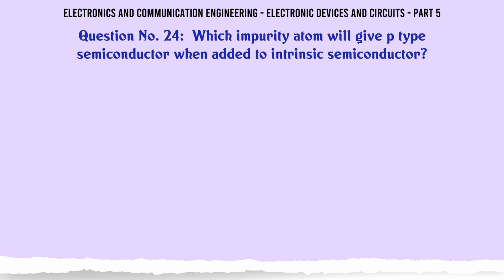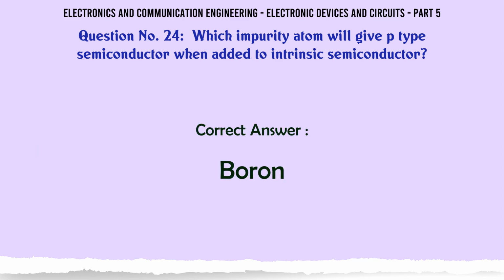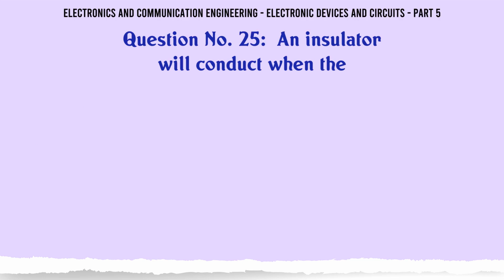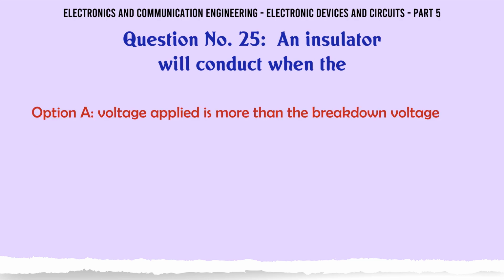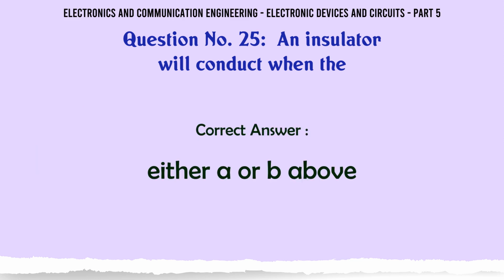Which impurity atom will give p-type semiconductor when added to intrinsic semiconductor? A. Phosphorus. B. Boron. C. Arsenic. D. Antimony. The correct answer is boron. An insulator will conduct when the A. voltage applied is more than the breakdown voltage. B. temperature is raised to very high level. C. either A or B above. D. none of the above. The correct answer is either A or B above.